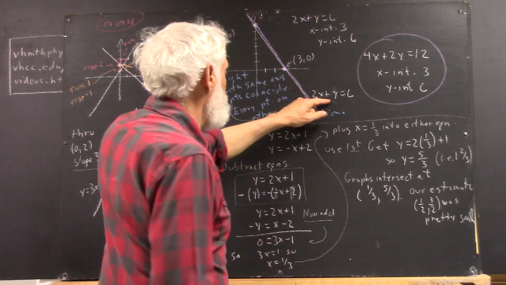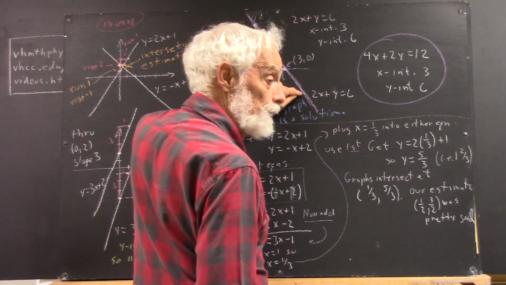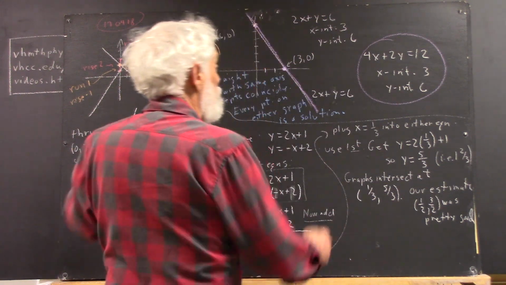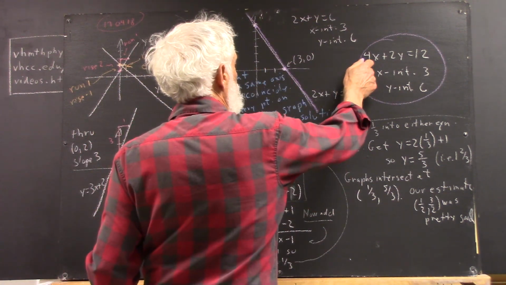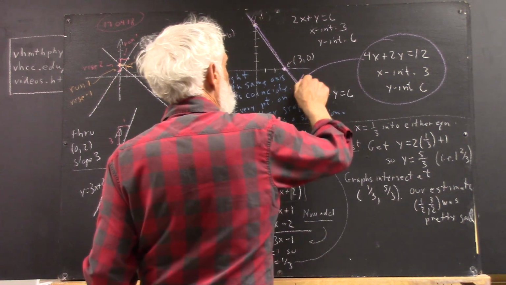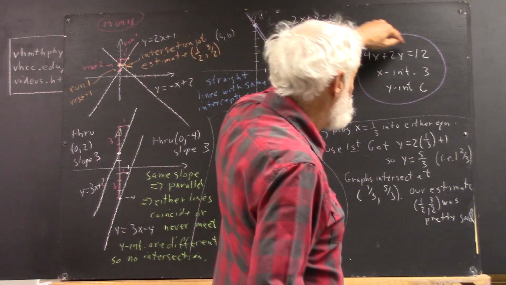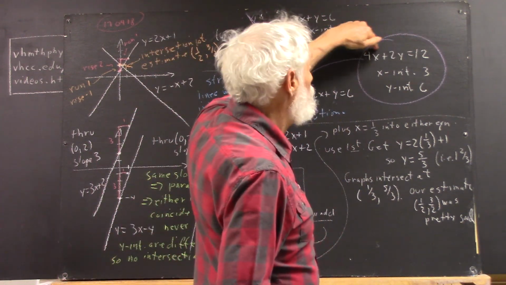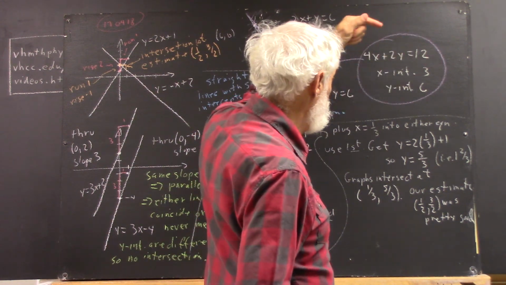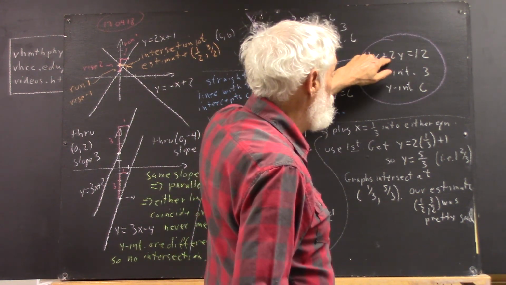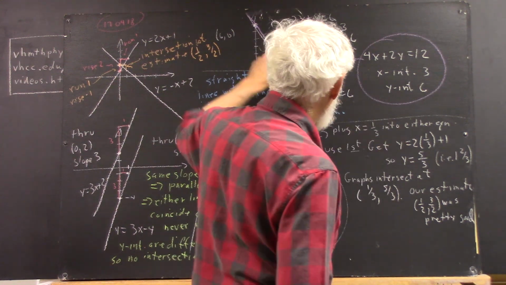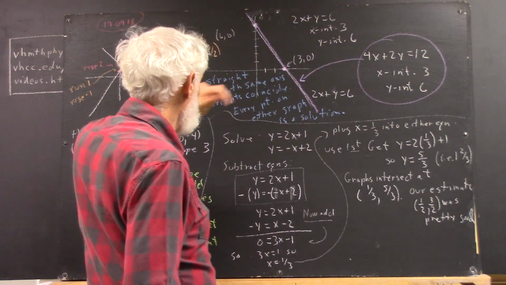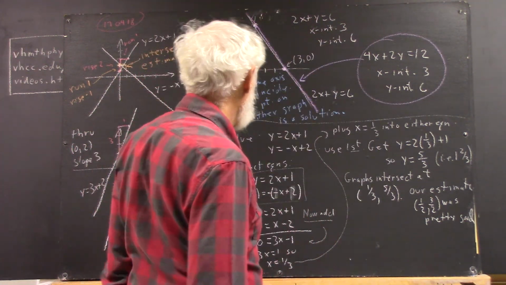Well, okay. I labeled the 2x plus y equals 6, and that was in white. I've circled this one in purple. This is the other equation. Again, this equation, if you let y equal 0, 4x equals 12, so x equals 3. If you let x equal 0, 2y equals 12, so y is 6. We get exactly the same intercepts, so we get exactly the same line.